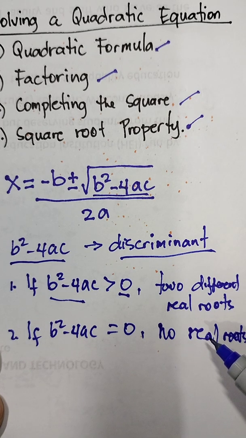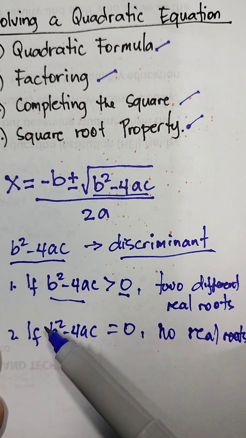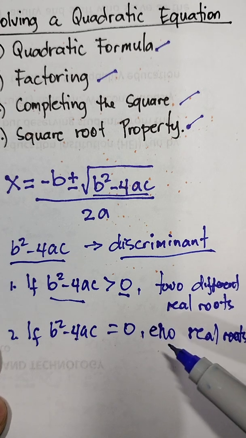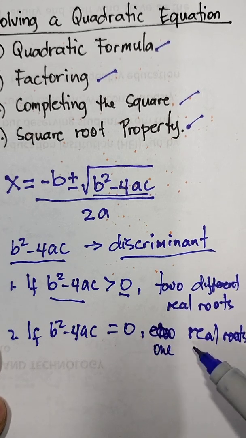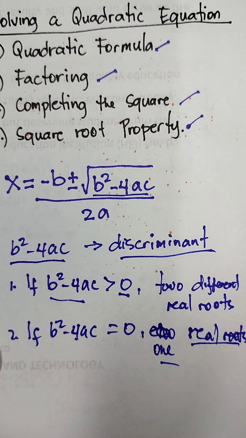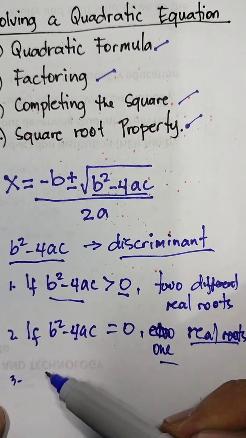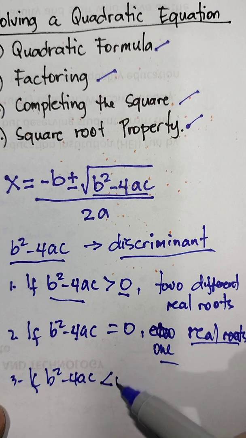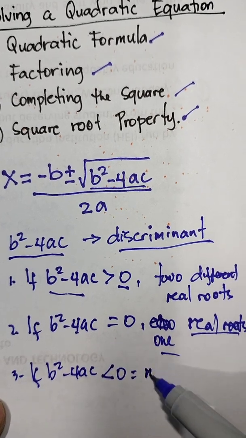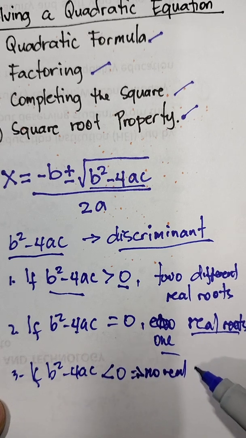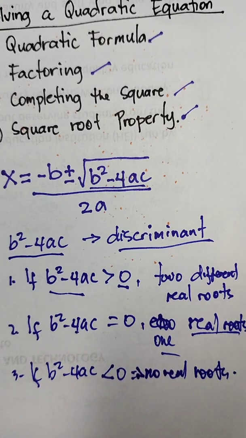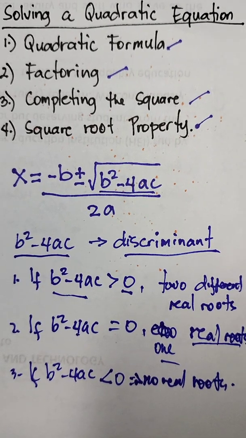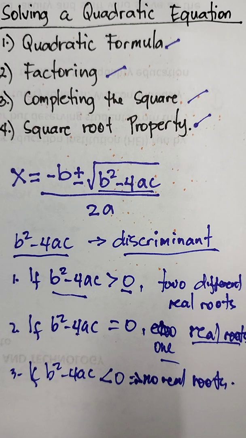Remember, if the discriminant is equal to 0, there is 1 real root. And last, if the discriminant is less than 0, there are no real roots. Remember, no real roots. So we will know the roots of the quadratic equation by the discriminant.